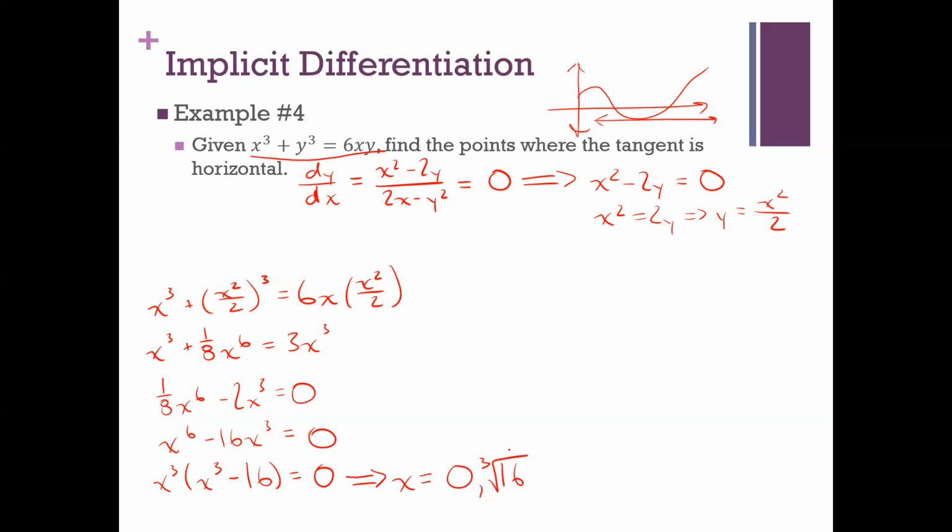So now I need to find the y values that go with them. One of these points is going to be the origin, because with x equals 0, y equals 0 squared over 2. And the other point is going to be the cube root of 16 and 16 to the 2/3 power over 2. Are we okay with both of those points?